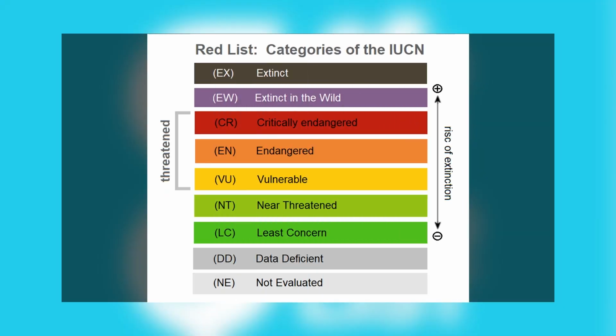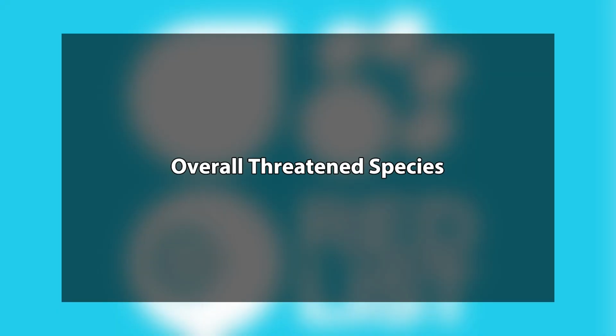The International Union for Conservation of Nature, that is IUCN, Red List of Threatened Species is a comprehensive assessment of the conservation status of species worldwide. The latest update as of 2023 highlights the ongoing biodiversity crisis, with many species facing significant risks due to habitat loss, climate change, overexploitation, and other human activities. Some of the key takeaways from the most recent IUCN Red List update include: overall threatened species.